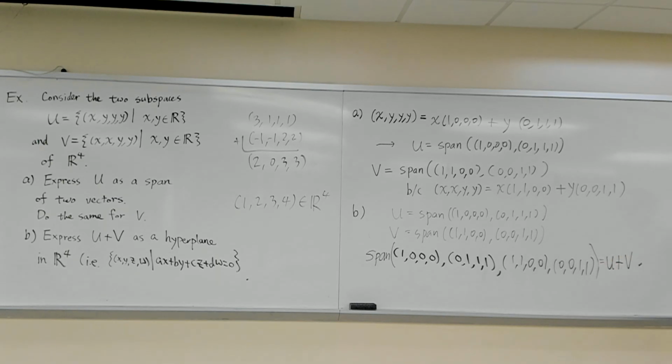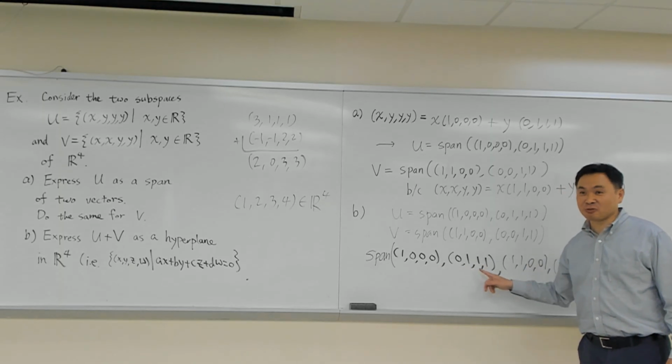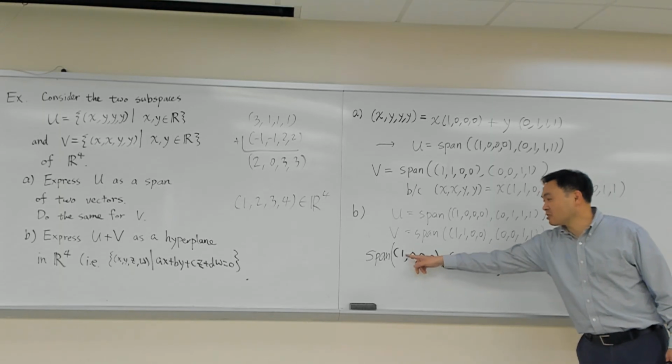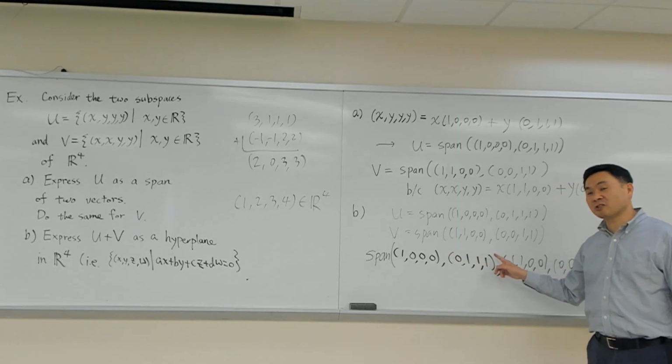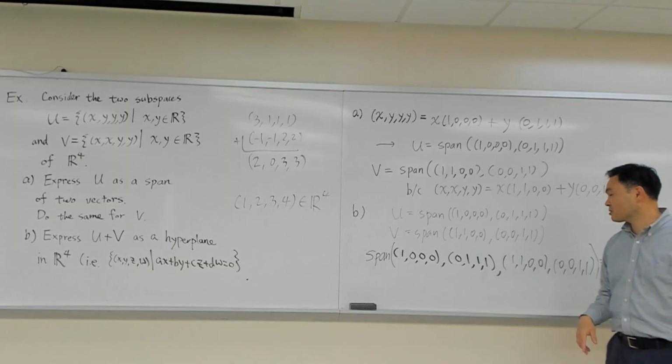Okay. Now the question is, are these linearly independent? What do you think? Well, we already know that these are linearly independent. It's obviously true, right? If you set something times this plus something times this equal to 0, then definitely you're forced to have x as 0 and y as 0. That's kind of easy.